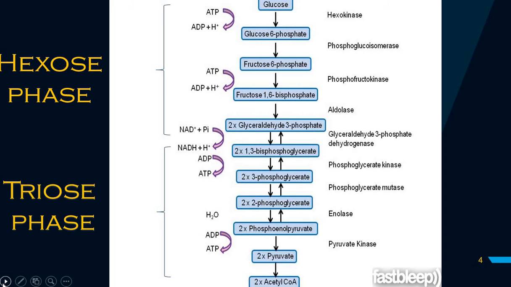Okay, the preparatory phase is also known as the hexose phase because glucose, a 6 carbon molecule, is being utilized in this phase, and the second phase, the payoff phase, is also known as the triose phase. The ultimate product of this phase is two molecules of the 3 carbon compound pyruvate. So this is all about the types of phases. Now we'll look deeper into the steps one by one in the next slides.